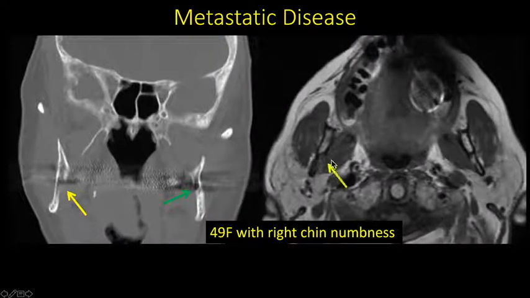And on the T1 image on your right, you can see that abnormal low signal of the fat in the opening of the inferior alveolar canal. They presented with right-sided chin numbness. The green arrow showing you that normal T1 bright fat on the unaffected side. The patient had a history of thyroid cancer.